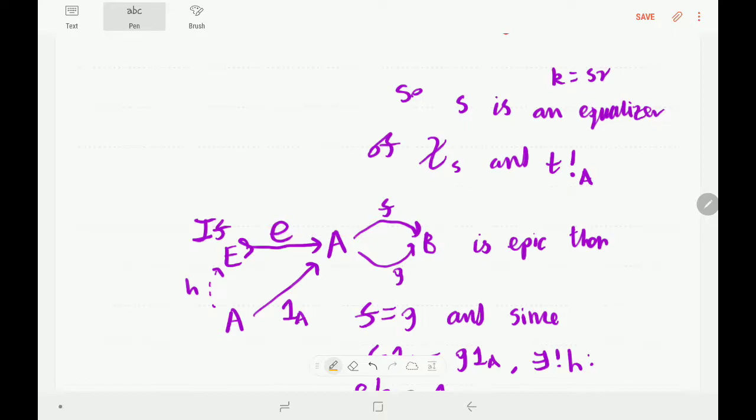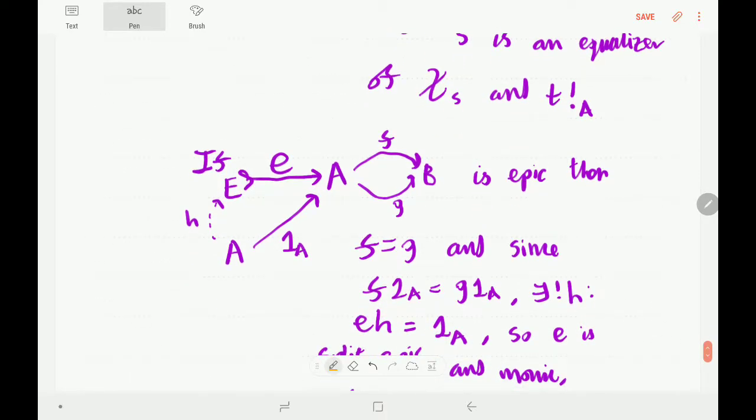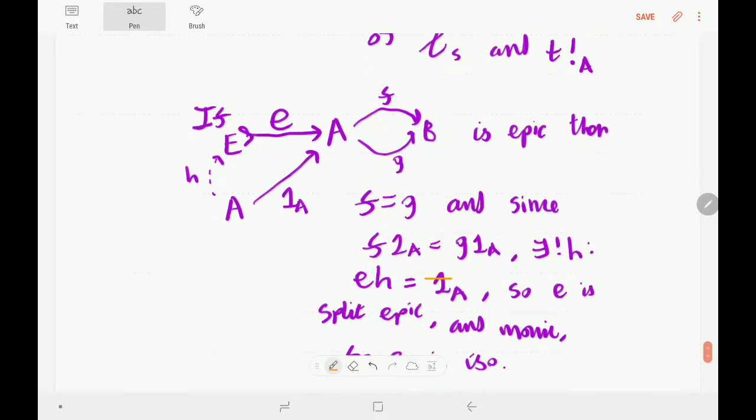if we have an equalizer, so if we have a monic and it's also epic, that means it's an epic equalizer. And that means since FE equals GE, that means F equals G. And also identity of A equalizes F and G. And so we have that there exists a H such that EH equals 1A. So that means E is split epic.